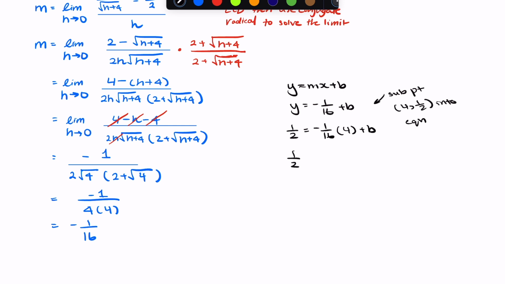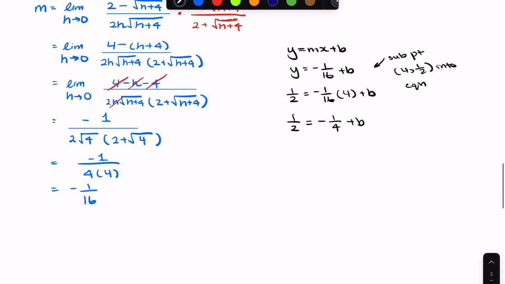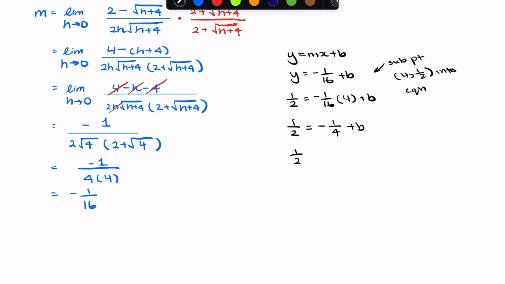1 over 2 is equal to negative 4 over 16, which simplifies to negative 1 over 4 plus b. Add 1 over 4 to both sides. So 1 over 2 plus 1 over 4 is equal to b, and therefore b is equal to 3 over 4. So finally, our equation here is y is equal to negative 1 over 16 x plus 3 over 4.